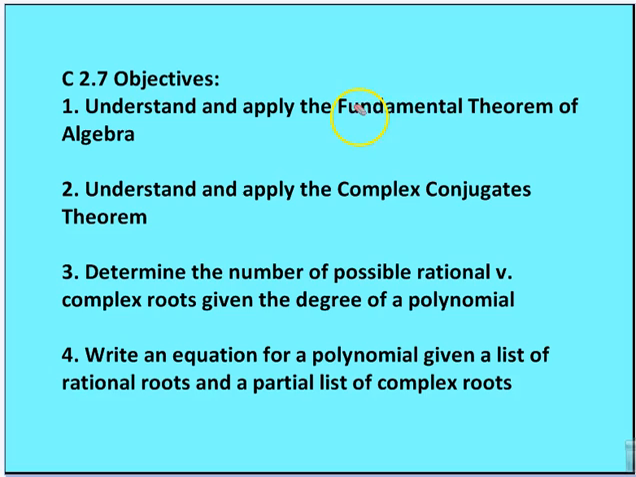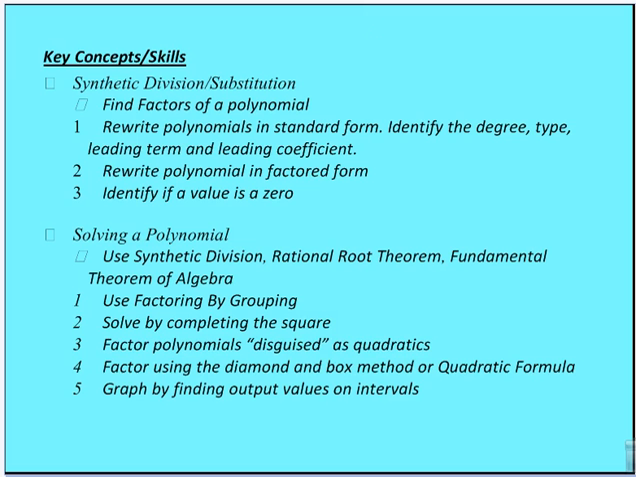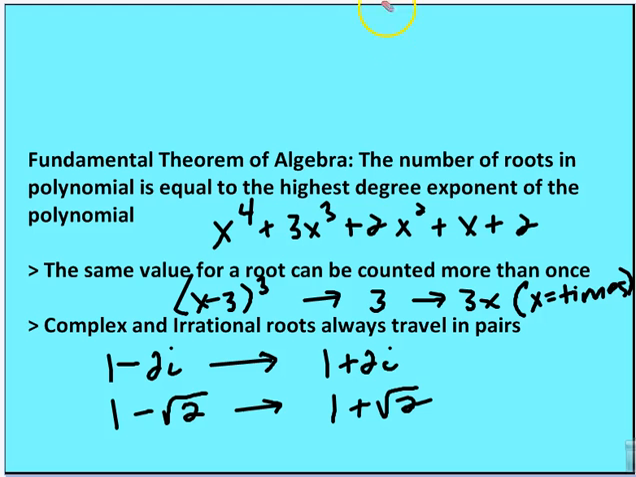We want to understand and apply the fundamental theorem of algebra. We want to understand and apply the complex conjugates theorem. We want to determine the number of possible rational versus complex roots given the degree of a polynomial. And then we want to write an equation for a polynomial given a list of rational roots and a partial list of complex roots. Okay, so these are some objectives that I've already passed out to you.